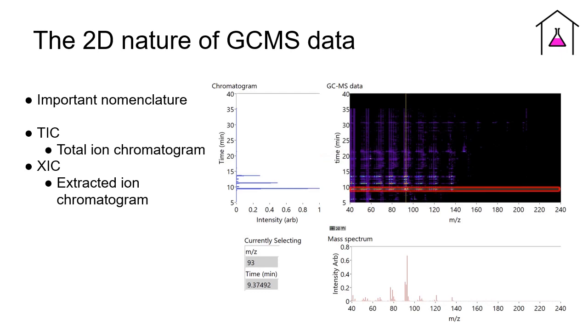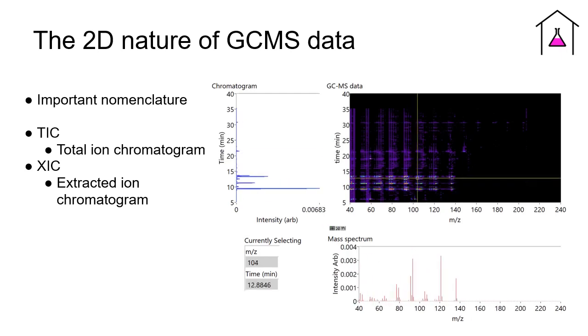But we can also take a slice through the data in the other direction, in this case to recreate the mass spectrum that was recorded at the time of the cursor. And using the same nomenclature, this could be known as an extracted mass spectrum. And as I move the cursor around inside the dataset, you can see I can extract other ion chromatograms with peaks in different positions and other mass spectra.